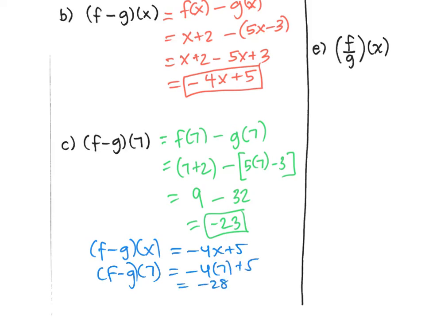Negative 4 times 7 plus 5. I'll get negative 28 plus 5. I still get negative 23. It would have been a little bit less work. So both ways give you the same result. You can combine the functions first and then evaluate, or you can evaluate each part and then find the result after.